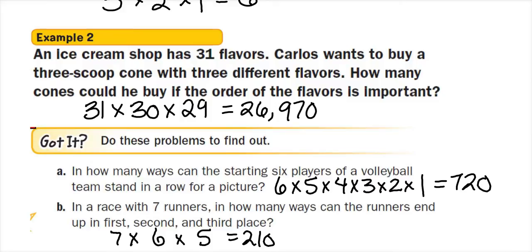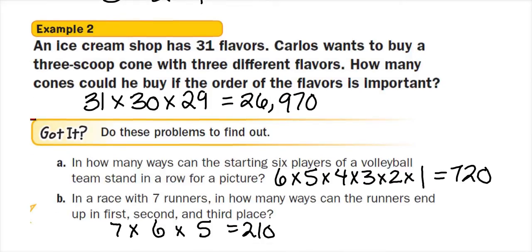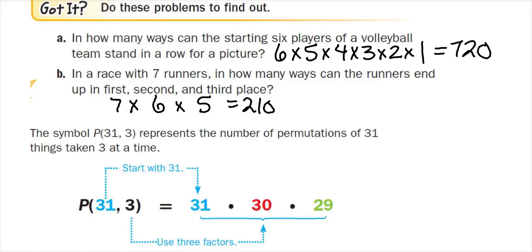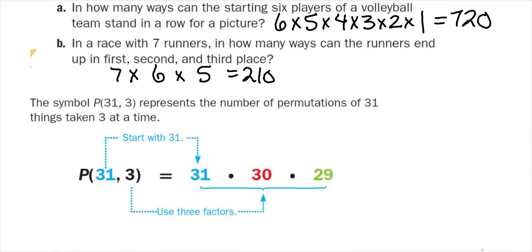All right, so instead of multiplying all this through, there is actually a little bit shorter way to do this. Okay, and we're going to use the permutation symbol. All right, so here's what this means. So when you see P(31, 3), what this means is there's 31 permutations taken 3 at a time. So the very first number you see, which is 31, is the number that you start with. The 3 tells you how many factors you need. And remember, you subtract 1 from each one. So in the previous answer, you would do 31, 30, and 29.